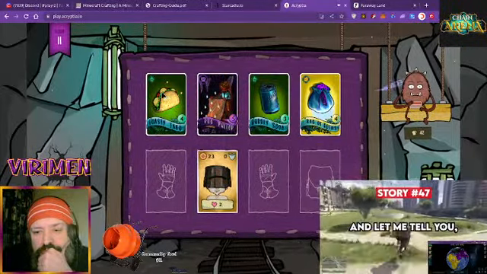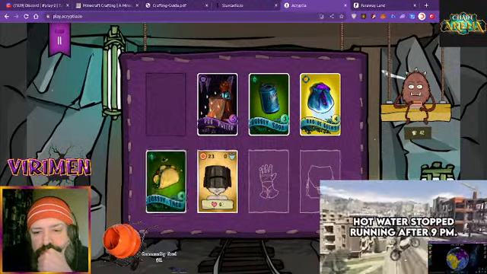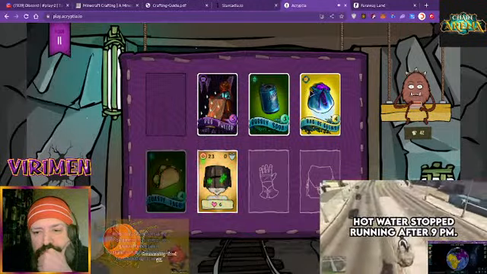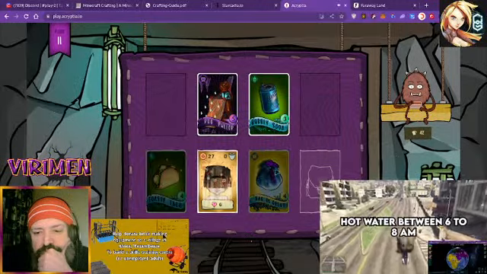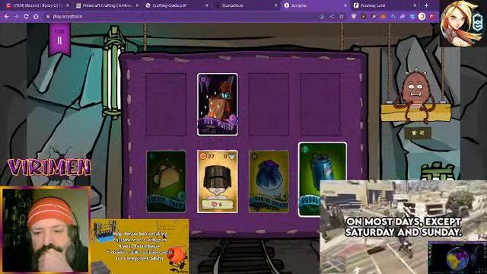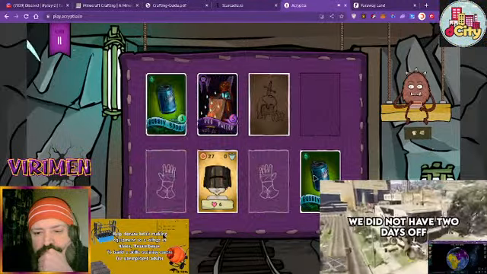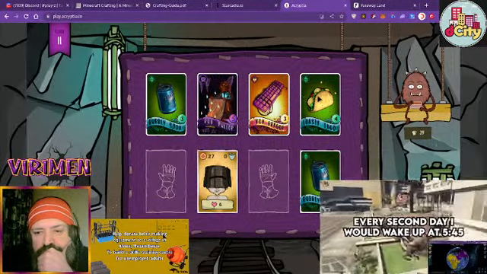I grew up in communism, and let me tell you, Romania in the 1980s would confuse most of you. Hot water stopped running after 9 p.m. No hot water between 9 p.m. and 6 a.m. the next day. Hot water between 6 to 8 a.m. and 3 to 9 p.m. on most days except Saturday and Sunday. We did not have 2 days off every weekend. We went to school Monday through Saturday.